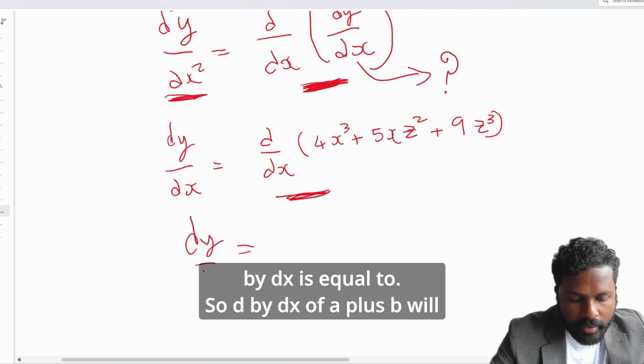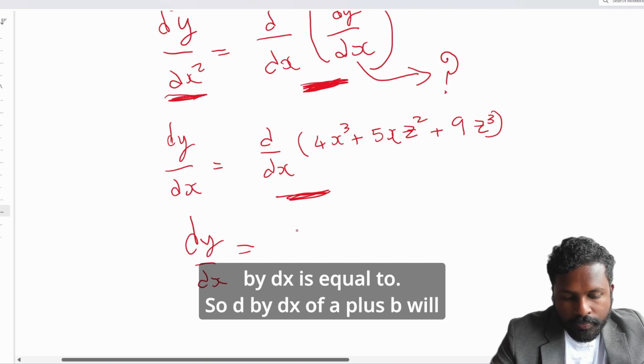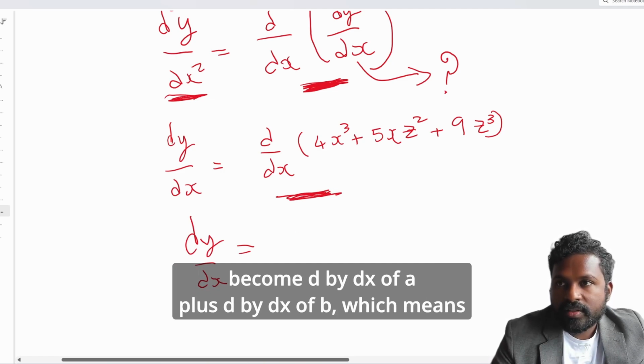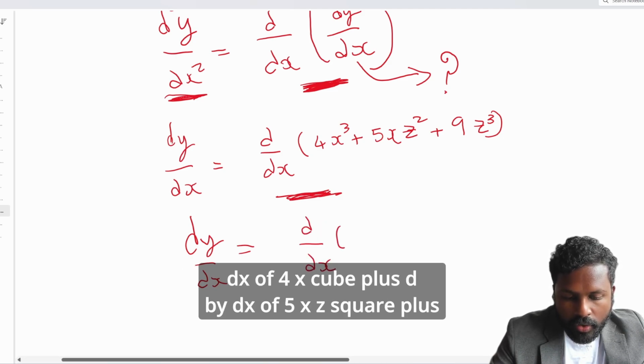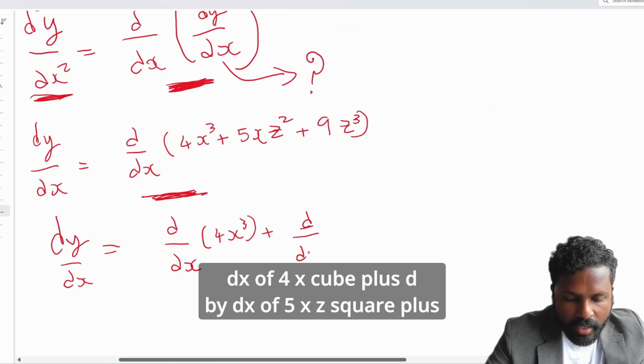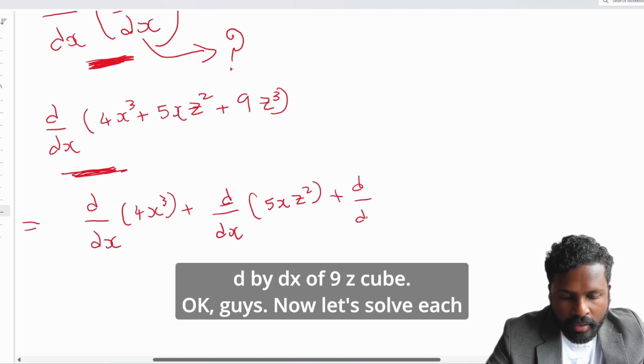dy by dx is equal to, d by dx of a plus b will become d by dx of a plus d by dx of b, which means this equation can be further broken down to d by dx of 4x cube plus d by dx of 5xz square plus d by dx of 9z cube.